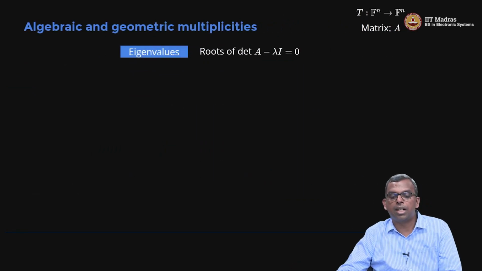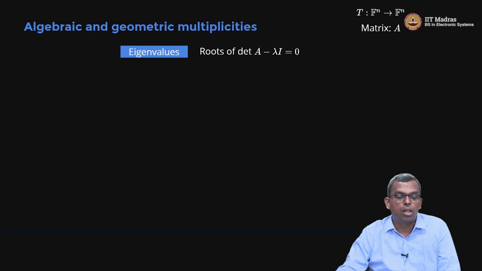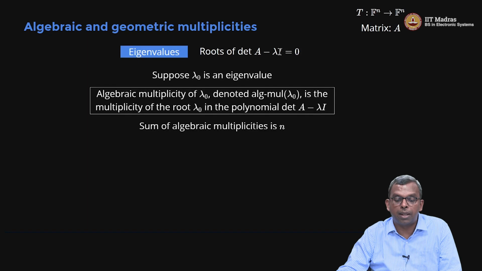So, a word on multiplicity. There are two types of multiplicities for an eigenvalue. One is called algebraic multiplicity. We saw it already: eigenvalues are roots of the determinant of A minus lambda I. If lambda naught is an eigenvalue, the algebraic multiplicity of lambda, denoted algmul, is the multiplicity of the root lambda naught in the polynomial determinant of A minus lambda I. So if it appears as x minus lambda naught and other terms are different, then it has multiplicity 1. If it appears as x minus lambda naught squared, multiplicity 2, cubed, multiplicity 3, and so on. So the sum of the algebraic multiplicities of all the distinct eigenvalues is equal to n.